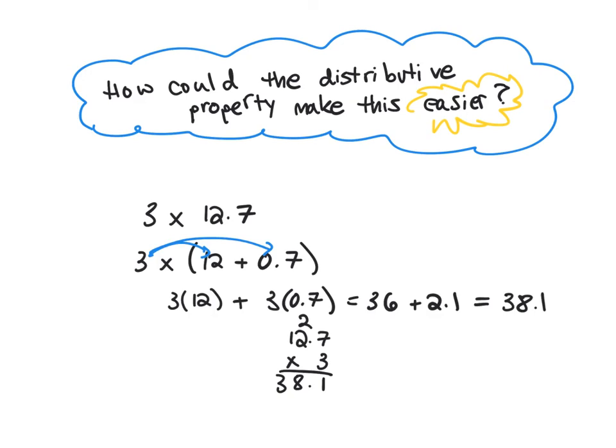So this is one way that we can use the distributive property to make multiplying a whole number by a decimal easier.